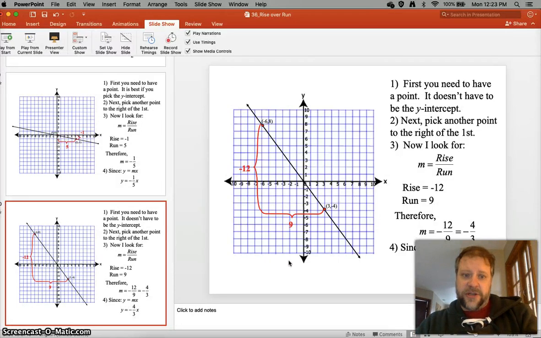All right, great job. Good luck. Make sure to write your work in fraction form and try to give us simplest form. Have fun.